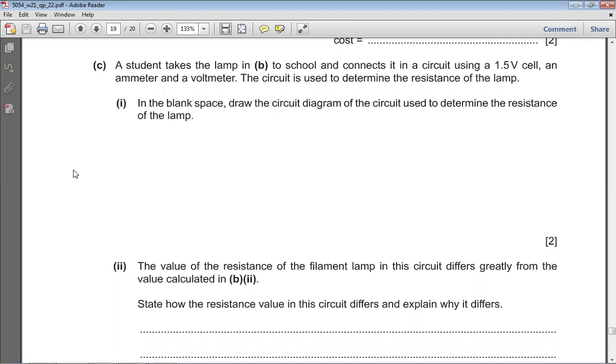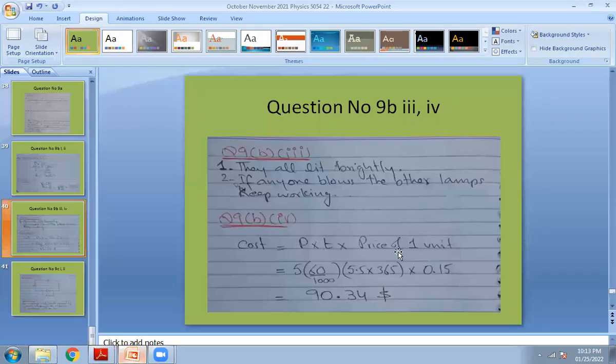So what you do, you take an ammeter, you connect the ammeter in series with the lamp, you connect a voltmeter parallel to the lamp, and you attach them with the battery, and you note down what is the reading on the ammeter, what is the reading on the voltmeter. You divide the voltmeter reading by the ammeter reading, and that gives you the resistance of that lamp. So let me show you. That's a 2 marks question.